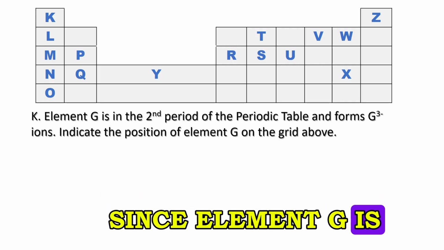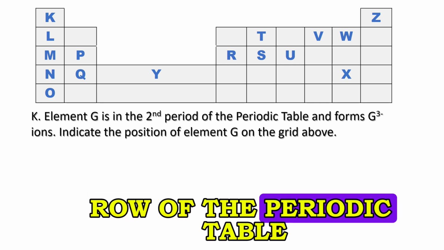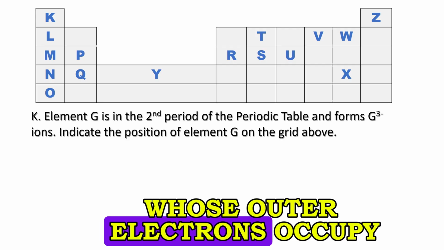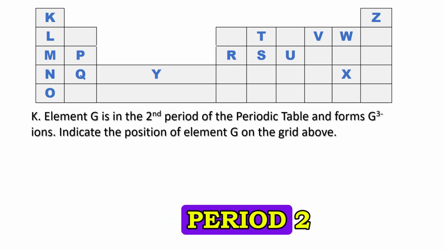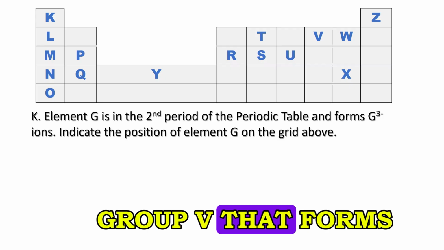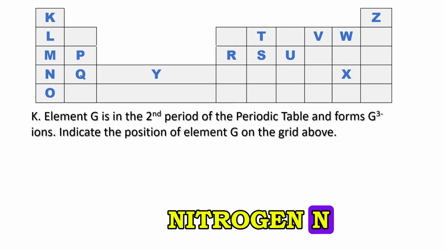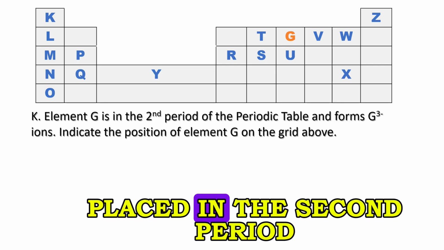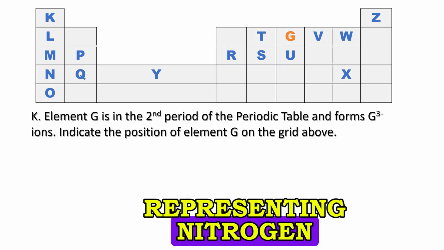Since element G is in the second period, it must be found in the second row of the periodic table. That is, among elements whose outer electrons occupy the second energy level. The only element in period 2, group 5, that forms a 3- ion is nitrogen, N. Therefore, on the grid, element G should be placed in the second period and group 5 column, representing nitrogen.